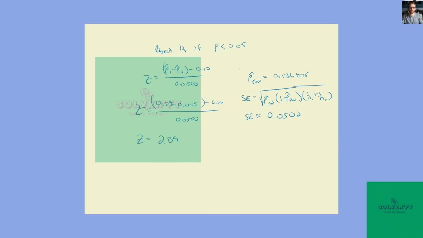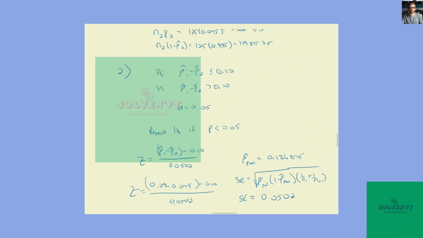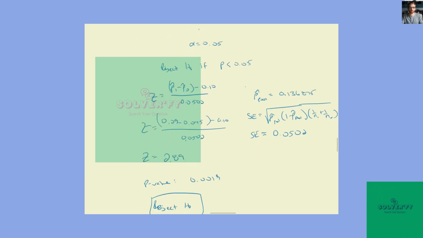The p-value then, from a z-score of 2.89 at a 5% level of significance and being one-tailed, is 0.0019. And so the conclusion would be to reject the null hypothesis in favor of the alternative. There is sufficient evidence to suggest that the difference of the proportions is greater than 0.10.